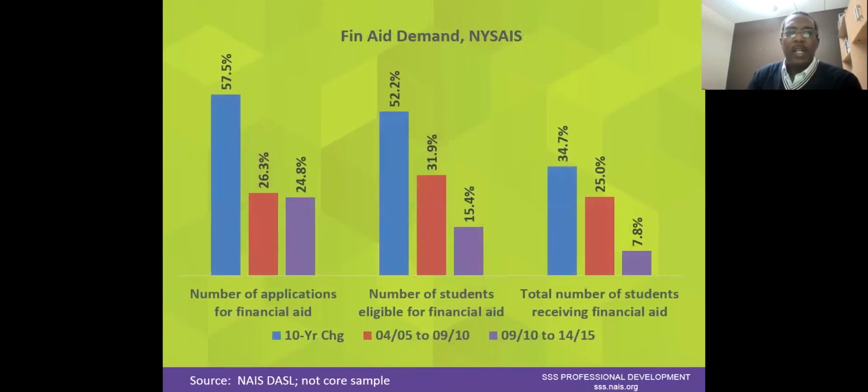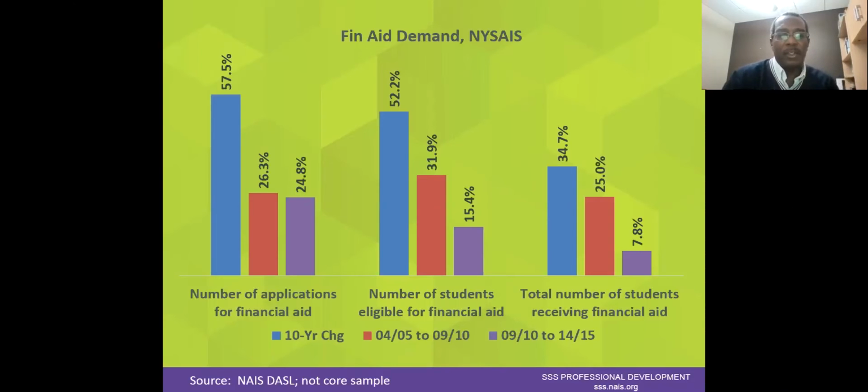So the blue bar shows the 10-year change. The red bar shows how much growth there was just in the first 5 years of that period, so 04-05 to 2009-2010. One of the things that's interesting about the number of applications is that there's relatively little difference in the way applications for financial aid are coming in to New York State schools before or after the worst of the recessionary period. There hasn't been much change. People are still applying for financial aid at about the same rates.